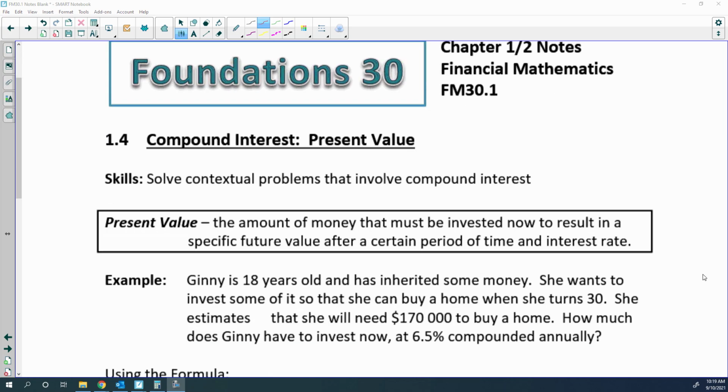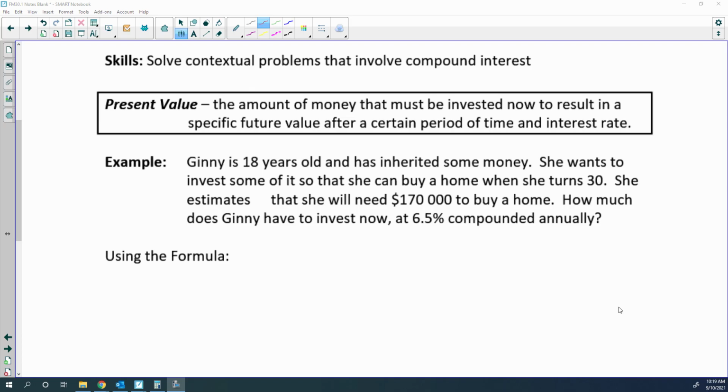So basically, we're going to redo the same formula that we were learning in the previous lesson, but now we're going to be focusing on finding the present value instead of the future value. For a quick example, Ginny is 18 years old and has inherited some money. She wants to invest some of it so that she can buy a home when she turns 30. She estimates that she will need $170,000 to buy a home. How much does Ginny have to invest now at 6.5% compounded annually?